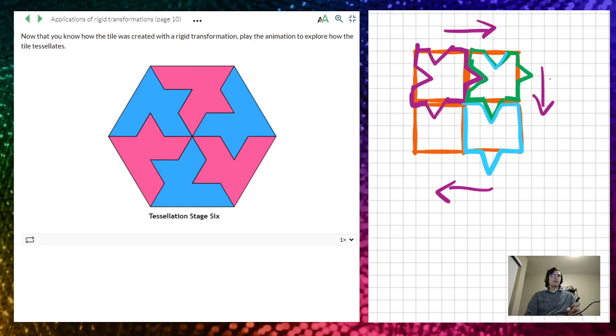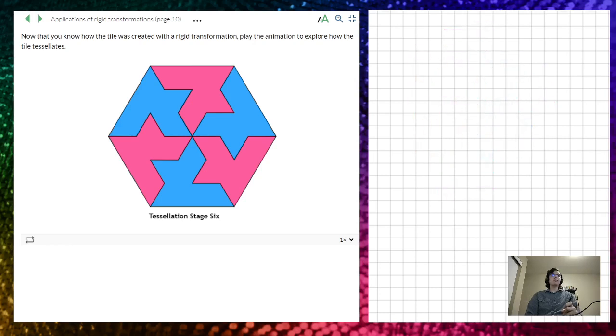Notice my final shape is going to have some spiky bits and some bits taken out, like so. And then I can do it for my orange. I'm going to copy my bits in the middle too. So that would be my final shape, right? Not the prettiest of shapes, but it would tessellate.